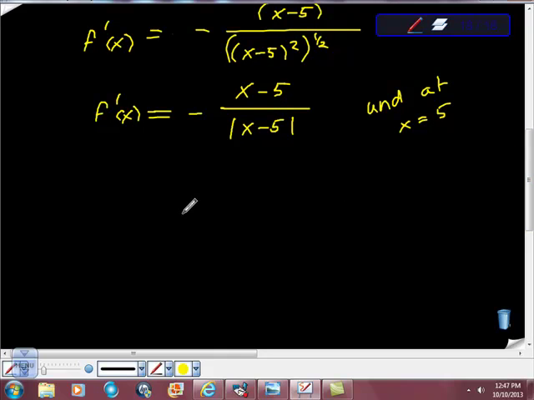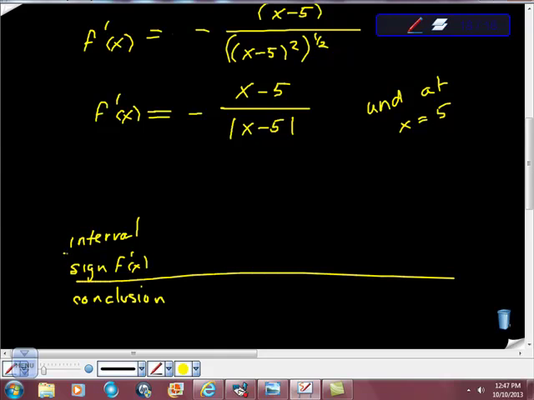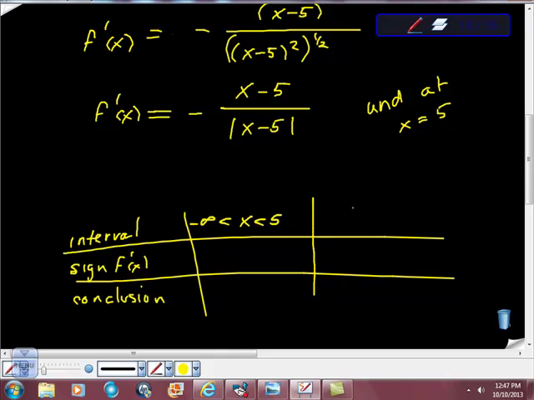So we just have two intervals. So I'm going to write down interval. I'm going to write down the sign of f prime of x on that interval, and the conclusion that I come to. Conclusion. This is the way it should be set up on the AP exam. But there are only two intervals here, right? We have x is greater than negative infinity to x is less than 5. Then we go from x is greater than 5 to x is less than positive infinity. Isn't that right? So from there, we just pick some value.